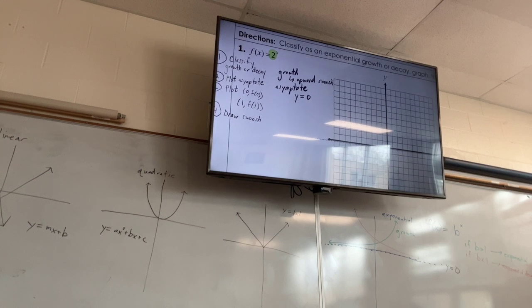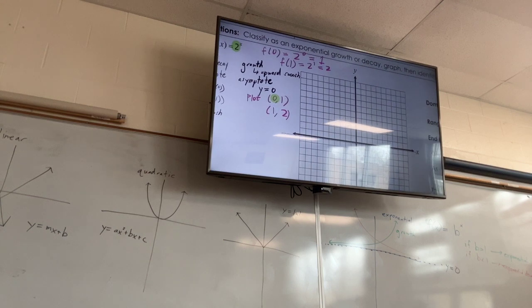Okay, let's plot these 2 points. Okay, 0, comma, what's f of 0 going to be? F of 0, right? I plug in 0 for x. What's 2 to the 0? 1, right? And notice, guys, since the x coordinate is 0, that's my y-intercept. And then if I plot 1, comma, what's f of 1 going to be? Yeah, 2 to the 1, which is equal to 2. So let's plot those 2 points, (0, 1) and (1, 2).